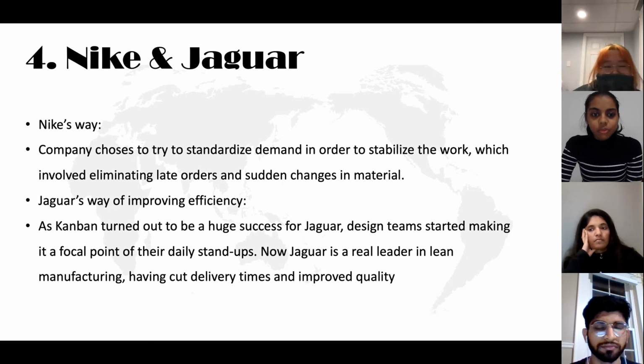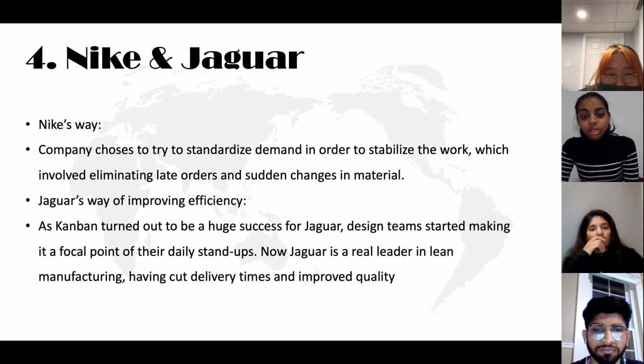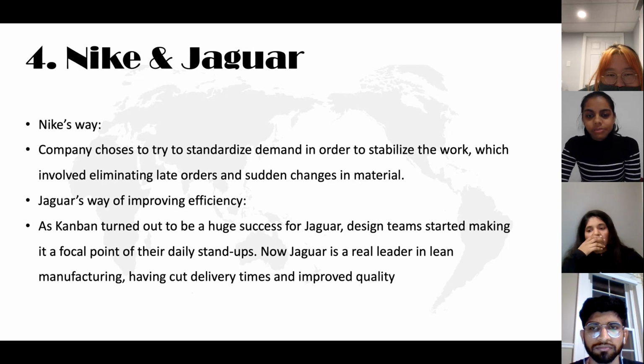Okay. The next way of using Kanban is where the company chooses to standardize demand in order to stabilize the work, which involved eliminating late orders and sudden changes in material. Now, Jaguar's way of improving efficiency. Kanban turned out to be a huge success for Jaguar, as the design team started making it a focal point of their daily stand-ups.